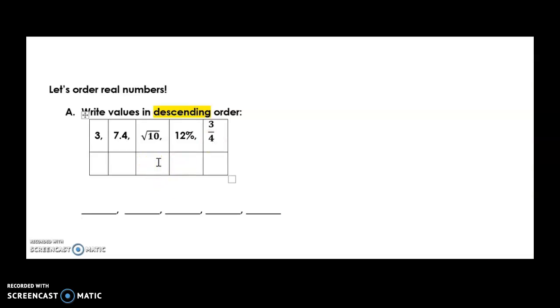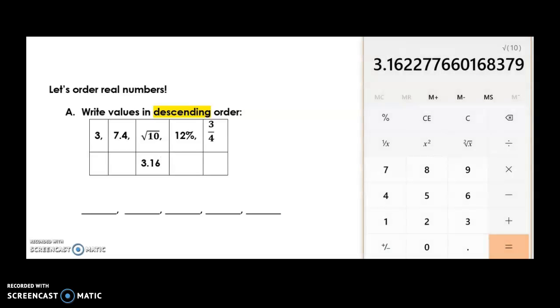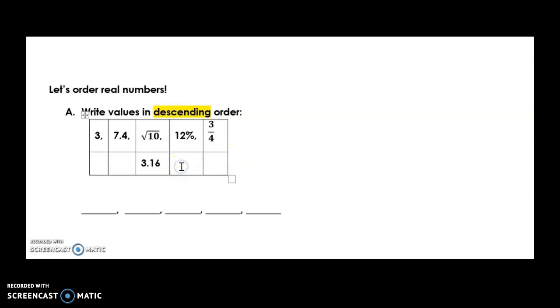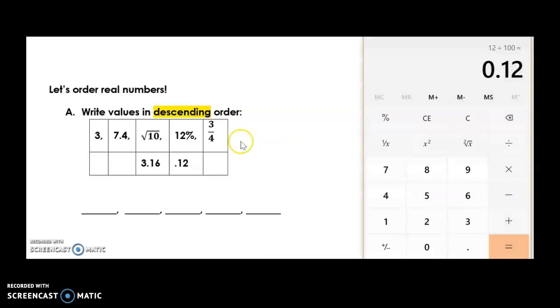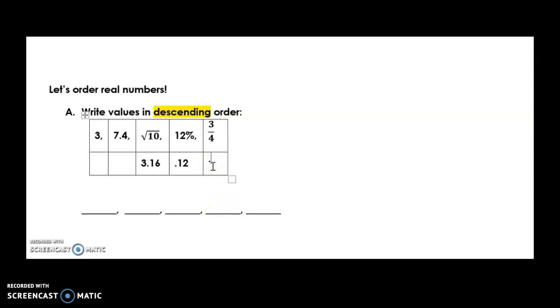I'm going to come over here. You can really do your scratch work anywhere, but I just have a spot in here so you can see it. So 3.16 is the same value as the square root of 10. 12%. So 12%, if you remember, guys, our shortcut is to divide by 100 if you do not have that percent button, which turns it into the decimal value 0.12. And last but not least, we have a fraction 3/4. Again, that fraction bar is simply the operation of division. So 0.75 is the same value as 3/4.